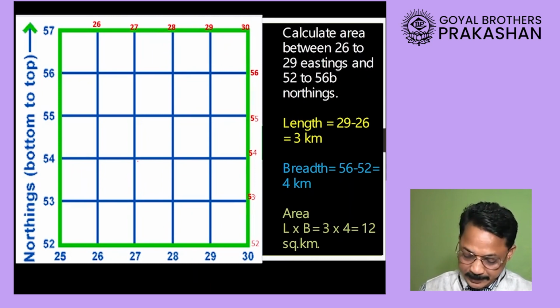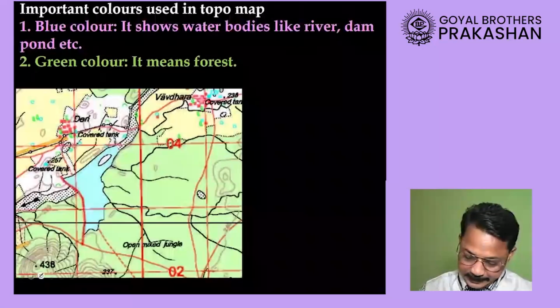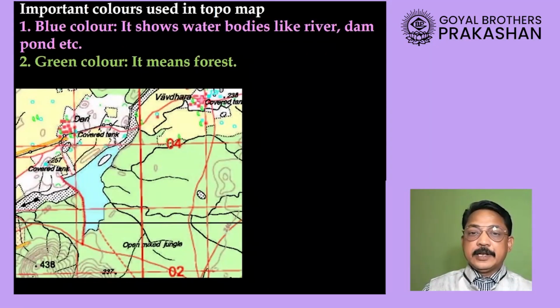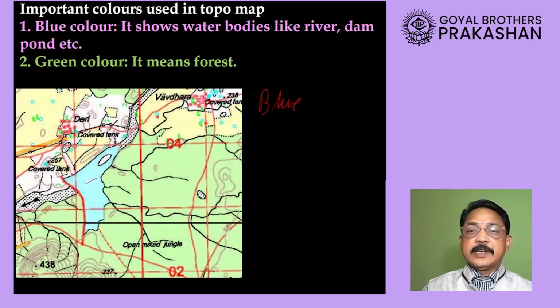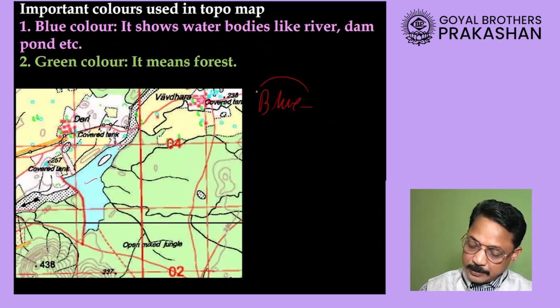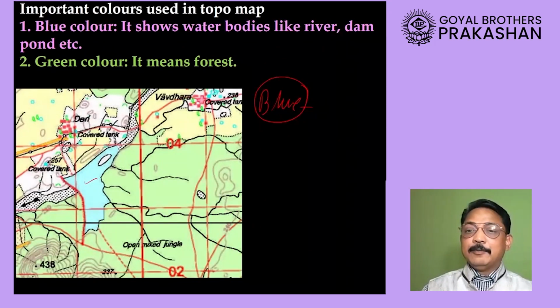Now, after studying the area, dear students, let us again look at a few important colors used in a topography map. We have seen a few of them in the beginning, but we will look at them again. Here you will find blue color. The blue color in a topography map always stands for water. It shows the dam, river, water channel and so on.